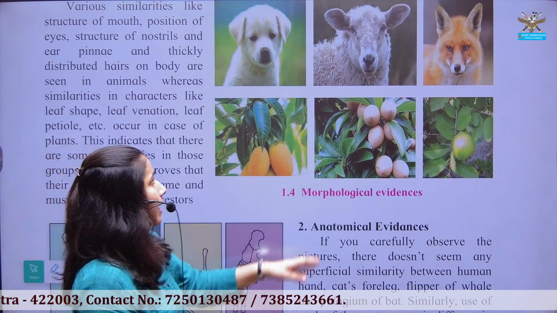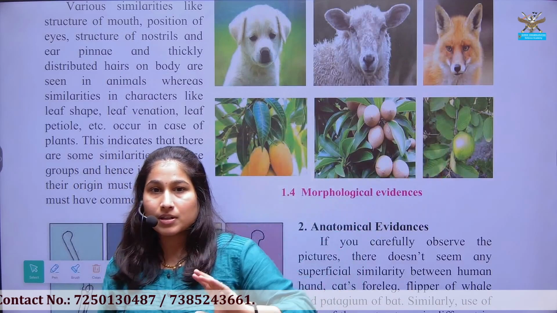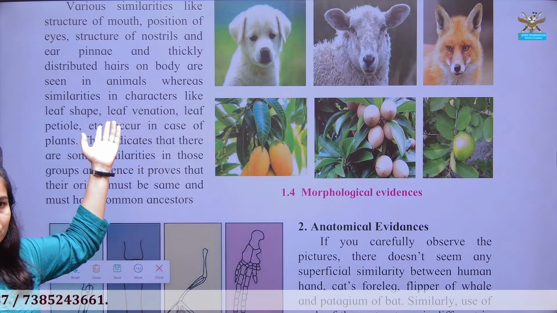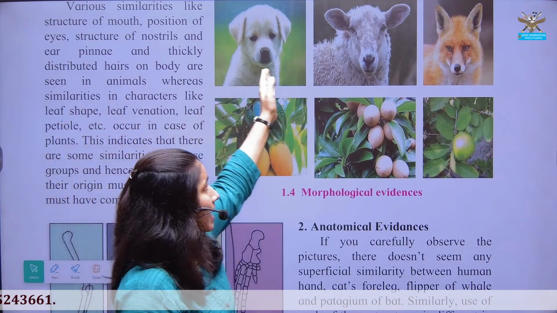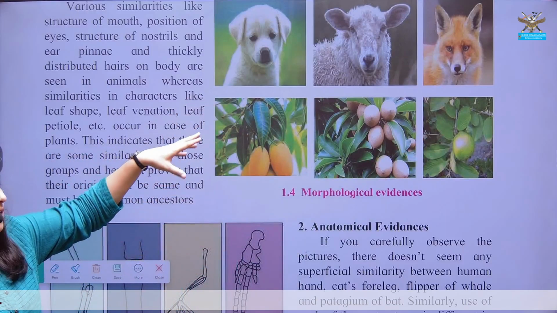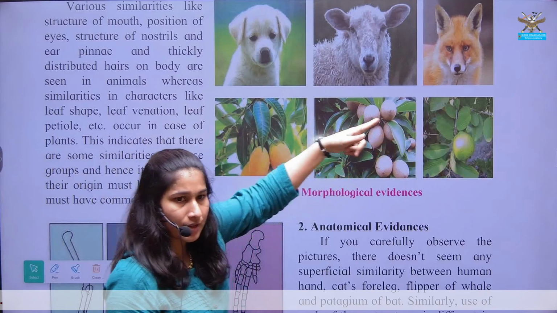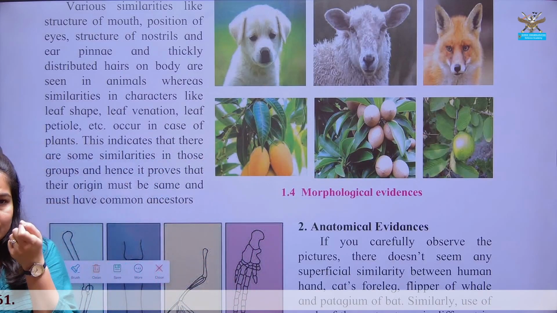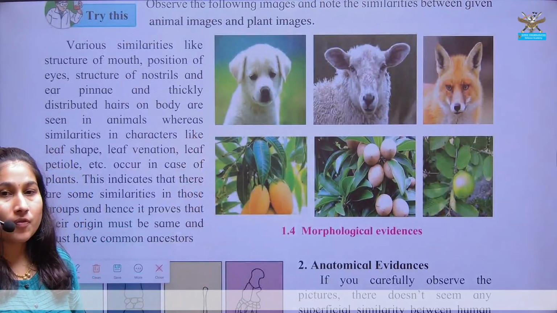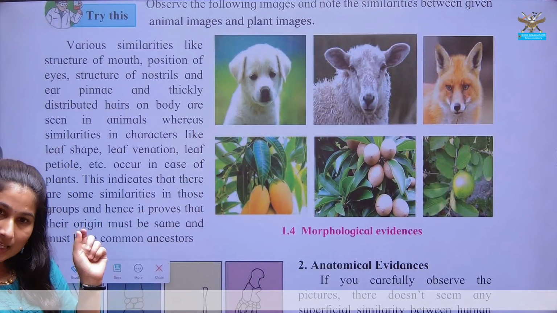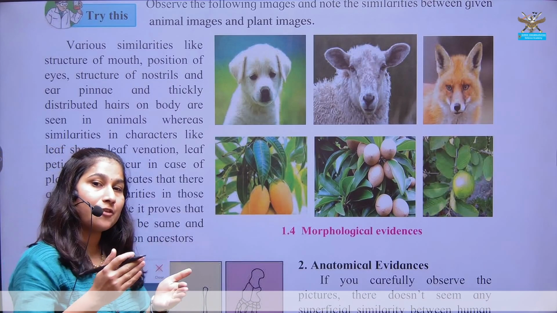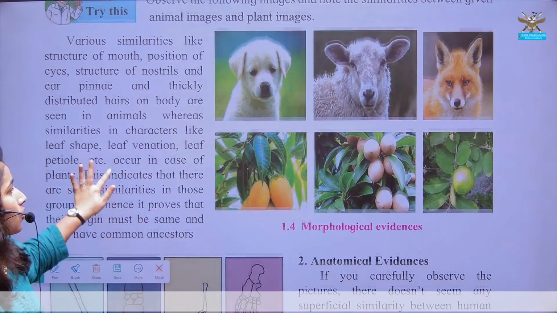But what can you indicate from this? You can indicate that these similarities in animals show that there is someone who is their ancestor. From their ancestor, these characters were transferred to them. Dog is different, sheep is different, fox is different, each and every species is different, but the basic morphological characters are similar. The presence of eyes, nose and mouth, these are external features common in each and every animal species. Okay, same goes with the plant.